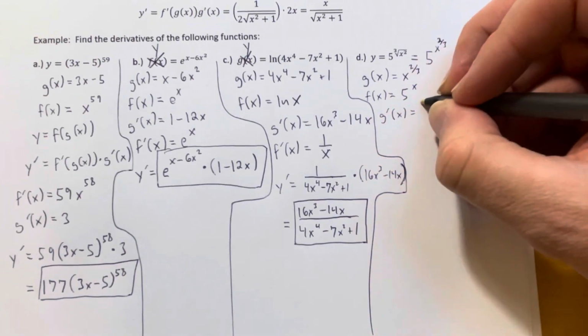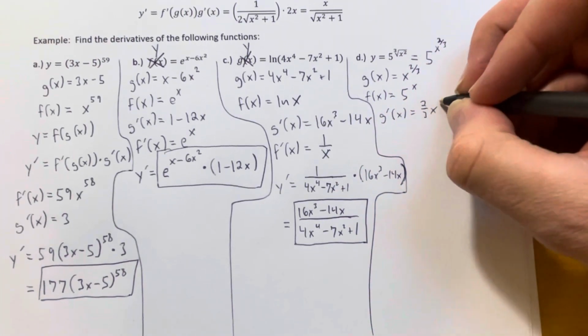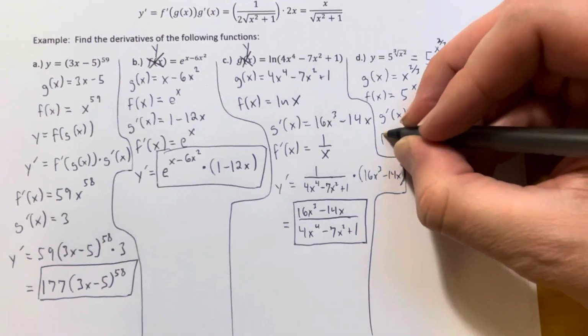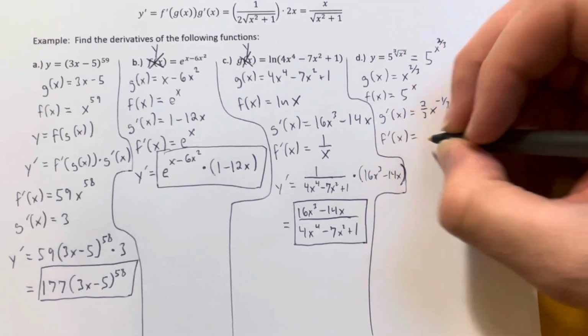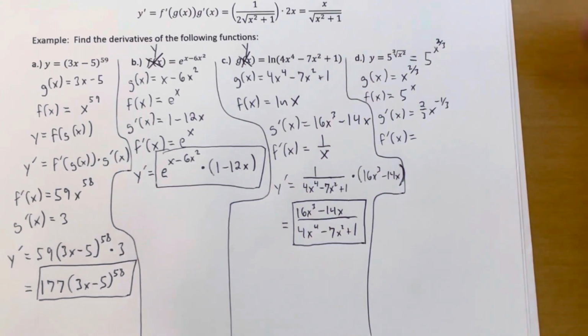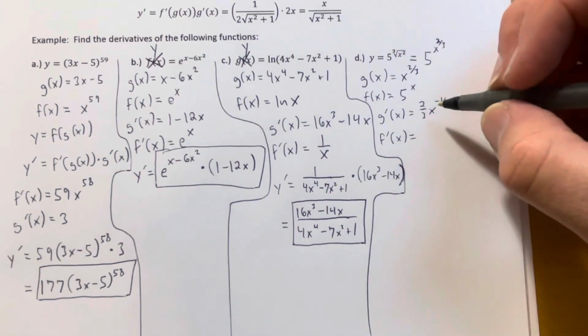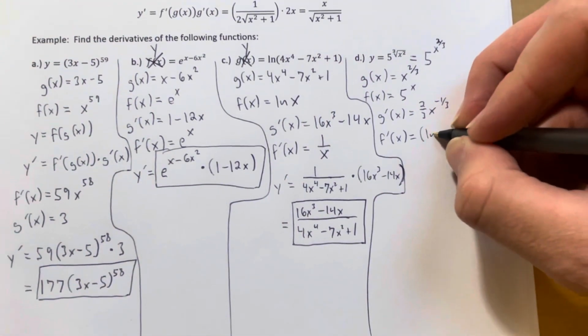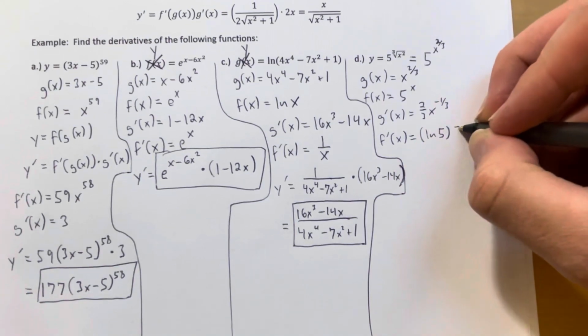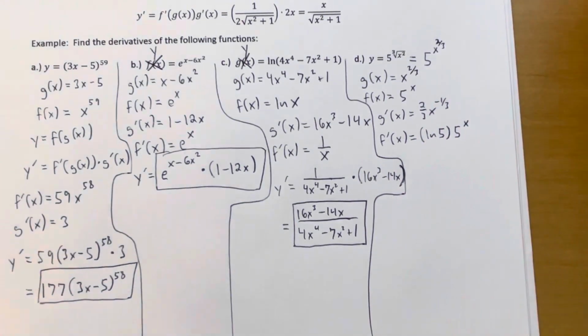G prime of x is 2/3 x to the negative 1/3 power. F prime of x would equal, this is your standard derivative rule with exponential functions, it's equal to the natural log of our base, which is 5, times 5 to the x.